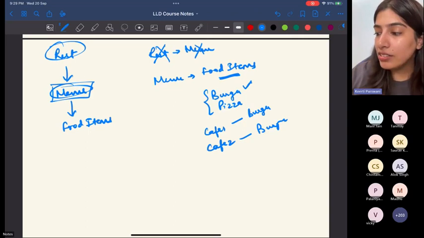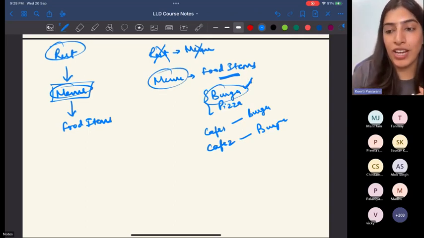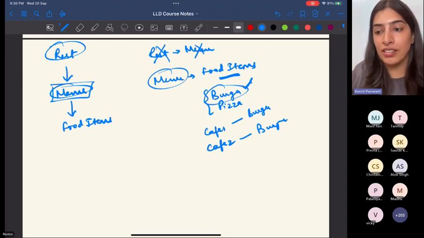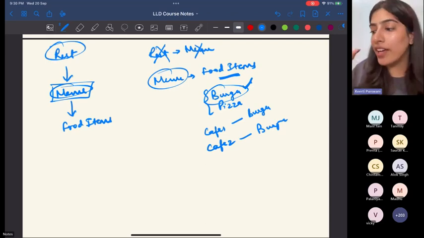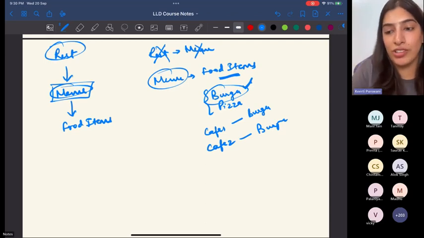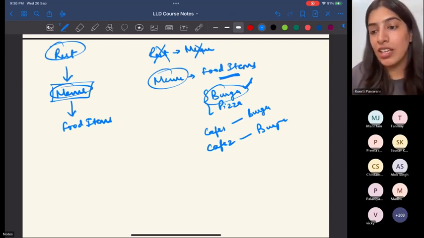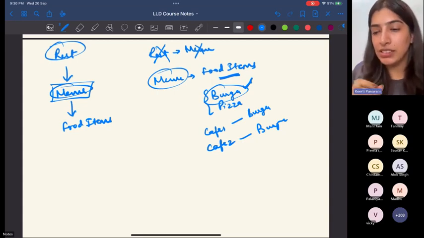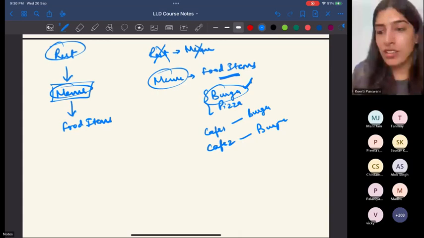Now, when I add a burger to a menu, obviously my burger cannot exist without a menu, right? Otherwise, where will it be flowing in the entire system design? So a burger or any food item cannot exist without a menu, according to me. What do you think? Yes or no? Guys? Yes, a bit. Okay.